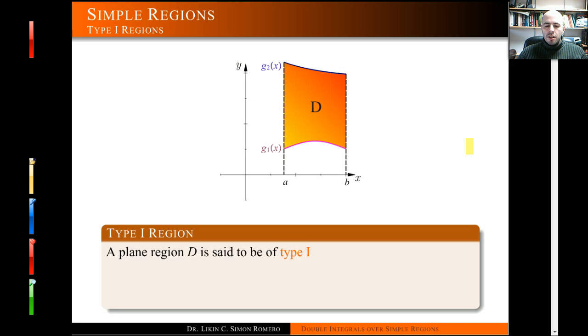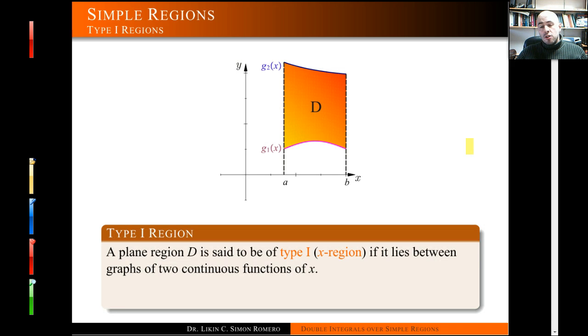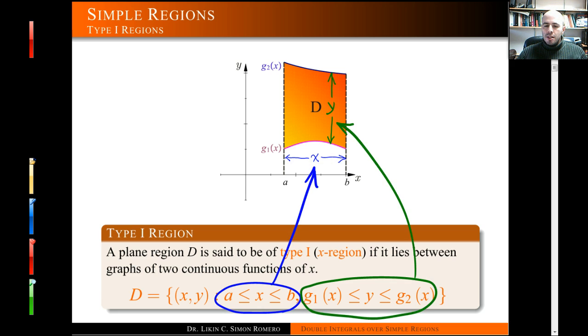A type 1 region, also called an X region, is a region that lies between the graph of two continuous functions that depend on X. In other words, the X moves between two numbers and the Y moves between two functions that depend on X. Hence the name X region denotes the variable that is going to be moving between two numbers.